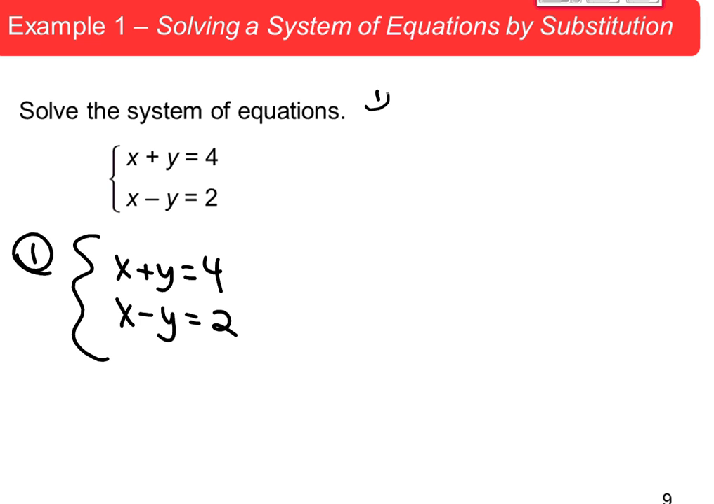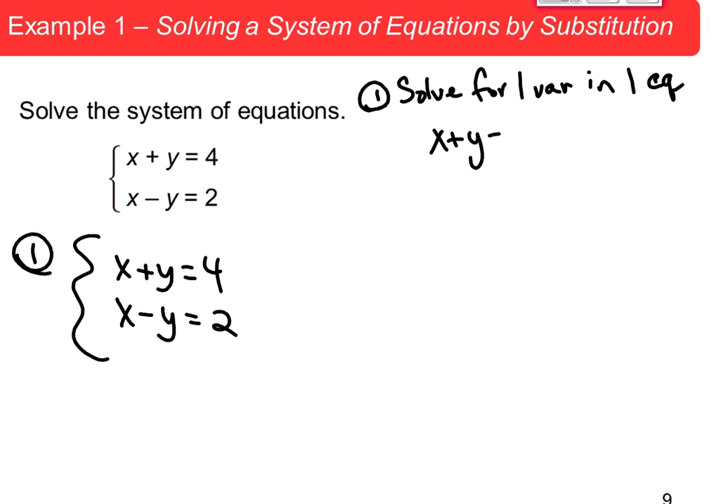And I'll just go through this in a very direct way. So step one is to solve for one variable in one equation. Doesn't matter, since it's easy for both of them, I'm just going to pick x plus y equals 4, and I'm going to solve for y by subtracting x, so y equals 4 minus x.